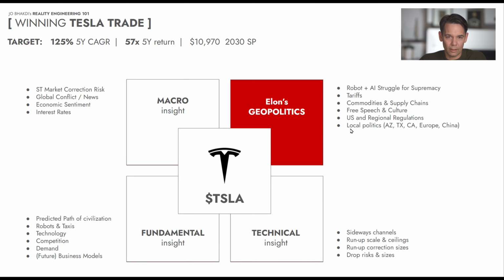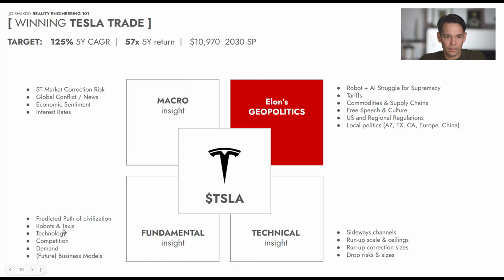And then you have to understand local politics. Geopolitics includes local politics, Austin versus Phoenix versus LA and so on, versus Berlin versus Munich versus Stockholm versus Beijing, Shanghai, for a robotaxi rollout and for Optimus and so on and so forth. You probably understand what I mean here. These 4 different dimensions are actually orthogonal dimensions, more or less. They are completely independent of each other.